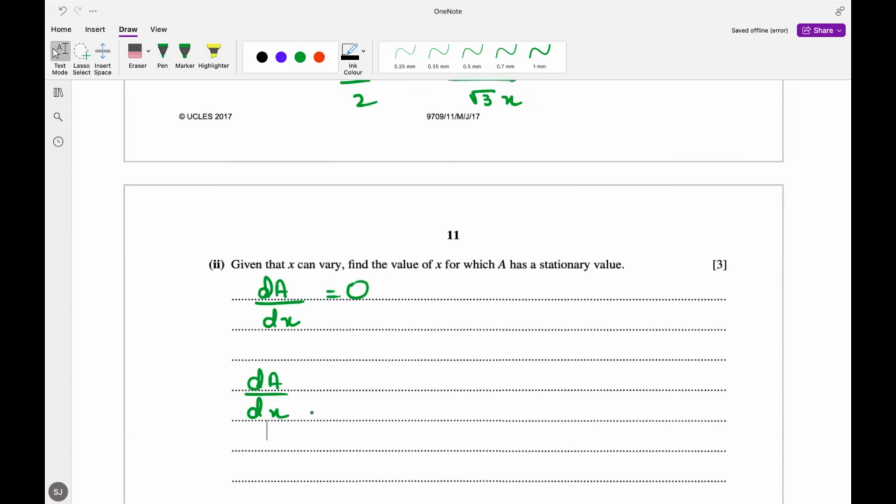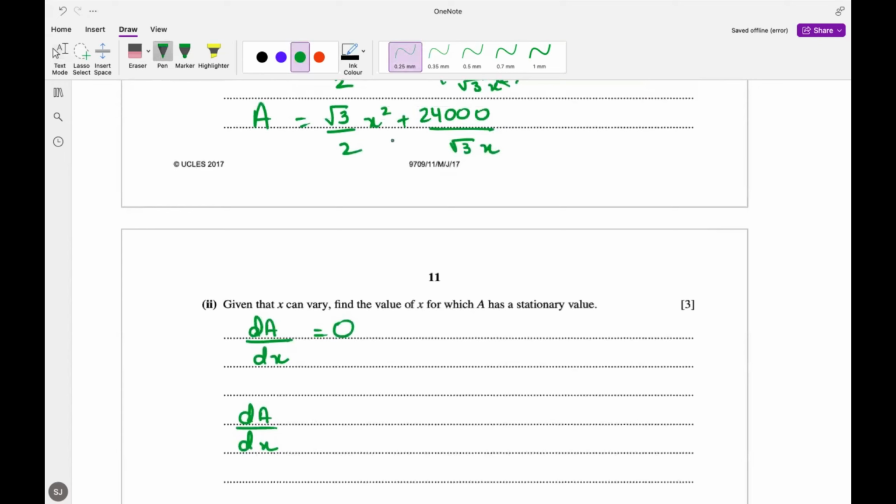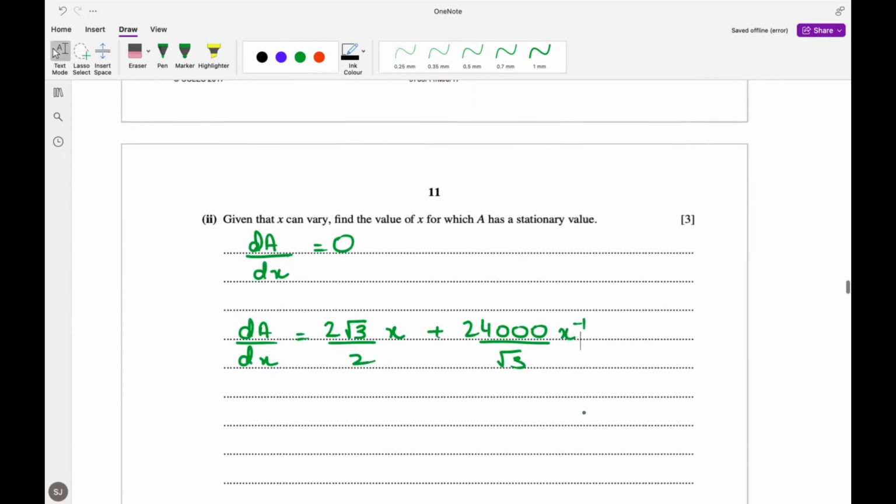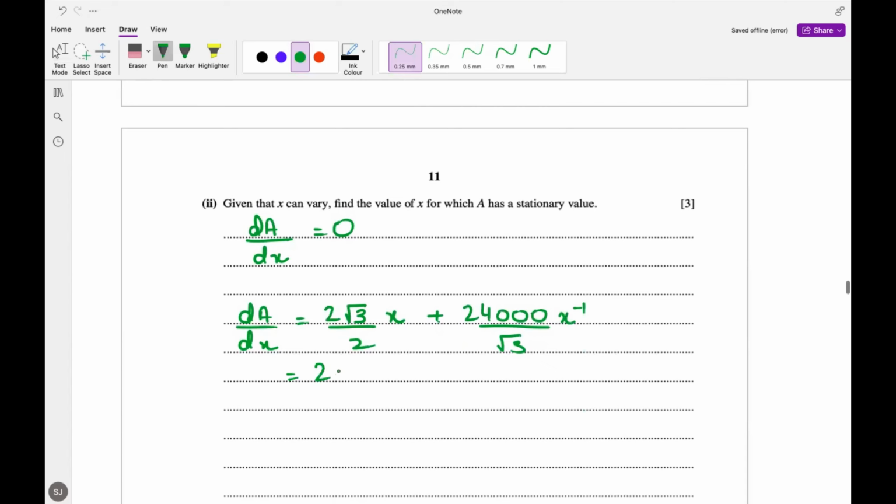so differentiating the expression for area, we'll get, differentiating x square, we'll multiply 2 by root 3. So that will become 2 root 3 upon 2x. And we had 24,000 upon root 3. And we can bring the x in the numerator. So this will be x power minus 1. Differentiating the second term, we'll get, so minus 1 times 24,000 will be minus 24,000 x to the power minus 2 upon root 3. And we can now put it equals to 0.